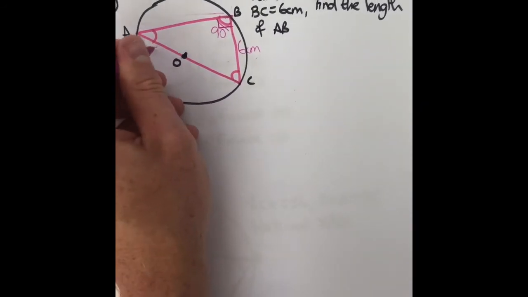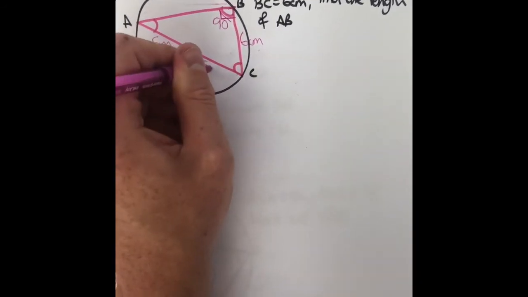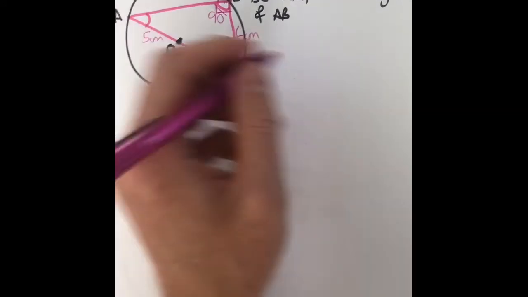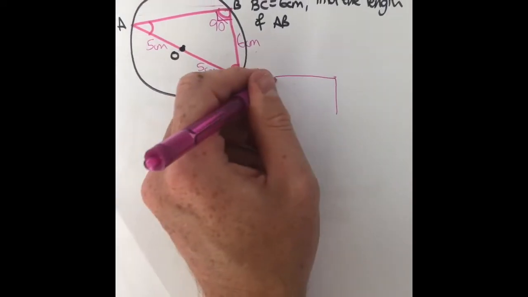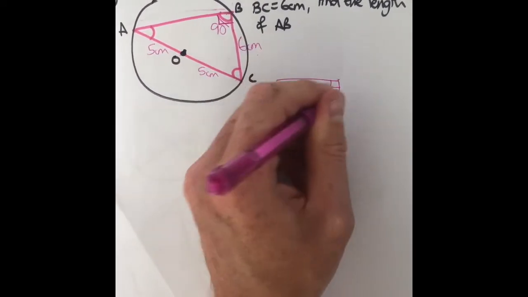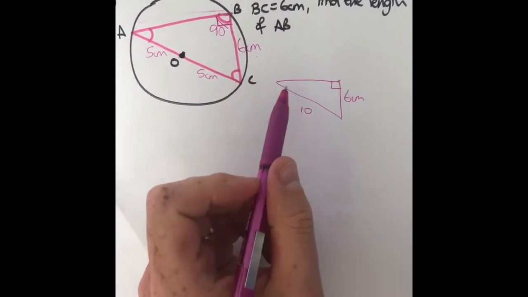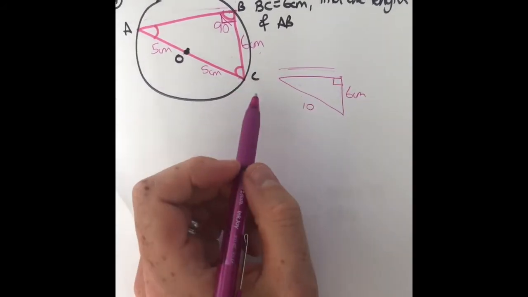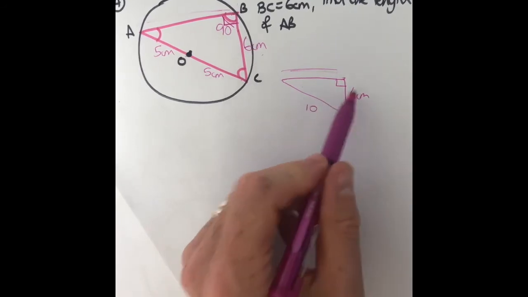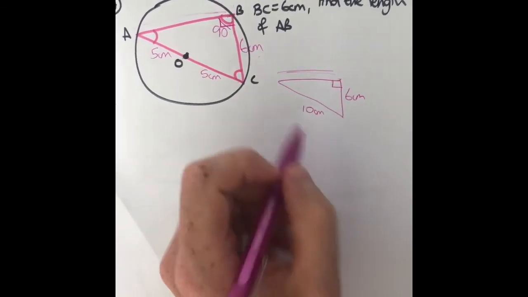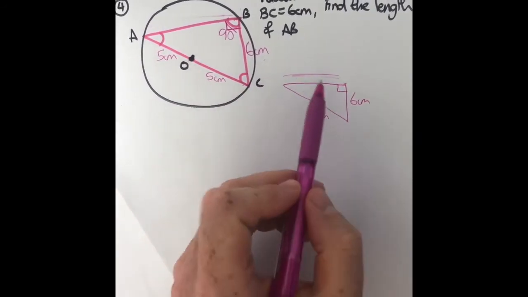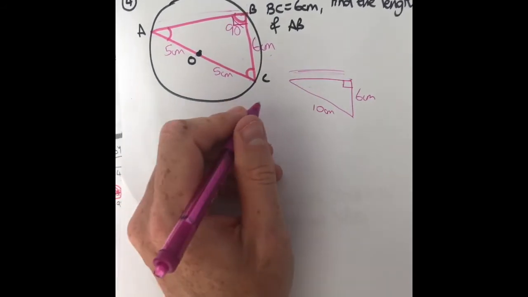So we know this is 5 centimetres and this is 5 centimetres. That totals 10. So I've now got a triangle. If I take it out of the circle, that's 10, that's 6. And I've got to find out what this one is. Hopefully you should see I've got two sides in a right angle triangle, because we know that from the circle theory, which means this one I can use Pythagoras to find out.